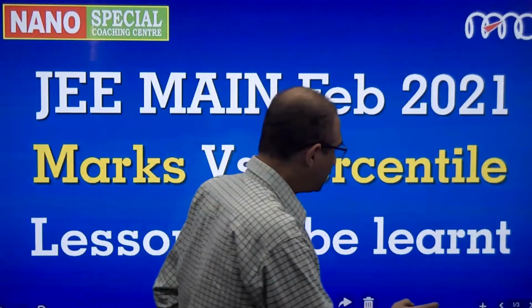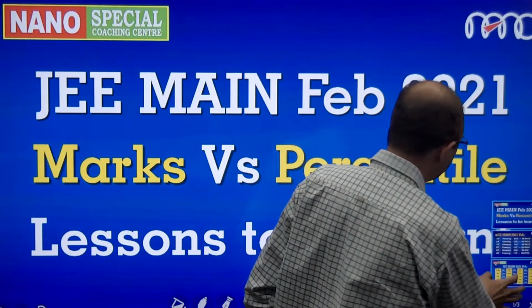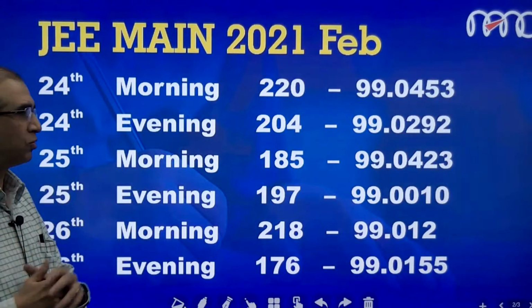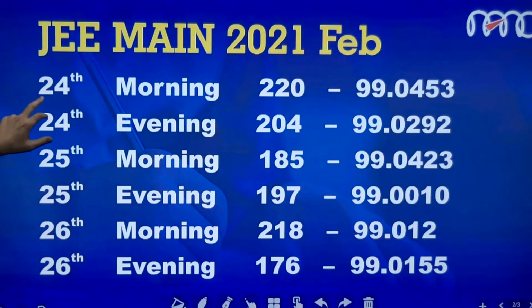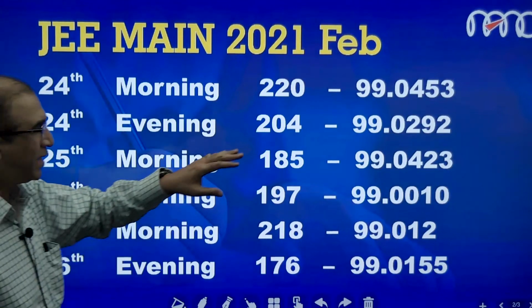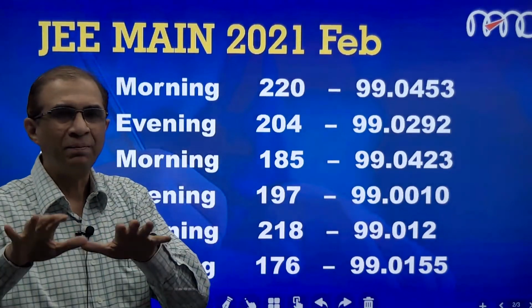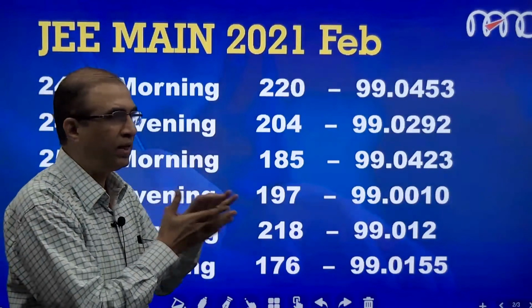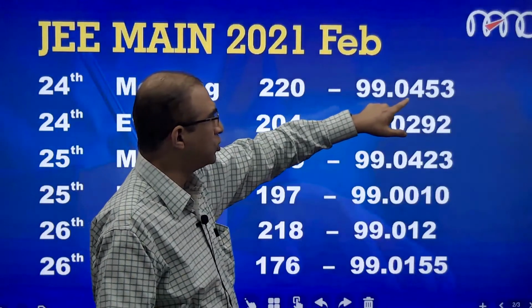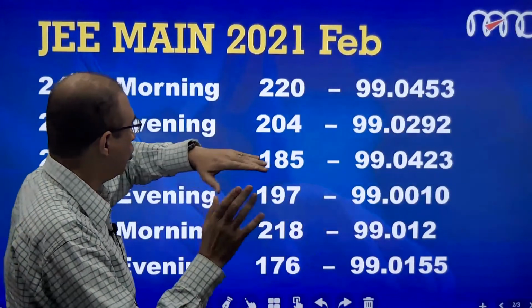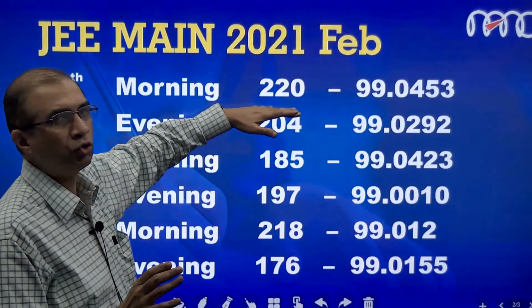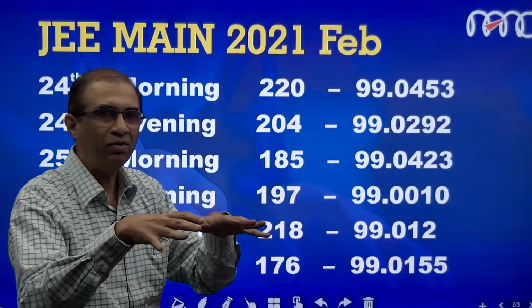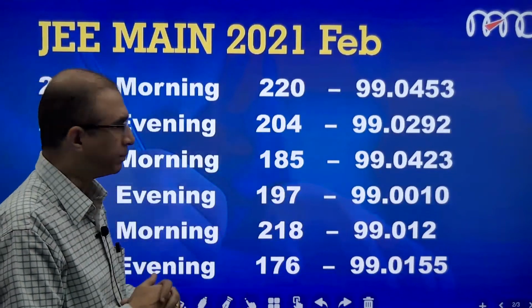So first, what is it that we've done in terms of this exercise? First, we collected some data points for each of the slots. For example, 24th morning: the least 99 percentile, 99.0453, we know corresponded to something like around 220. So close enough, 99 percentile would have ended at around 220.